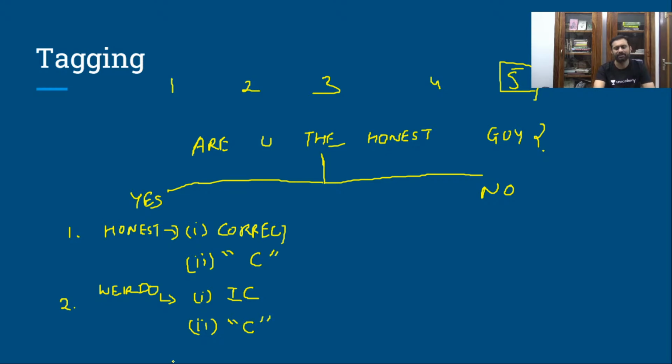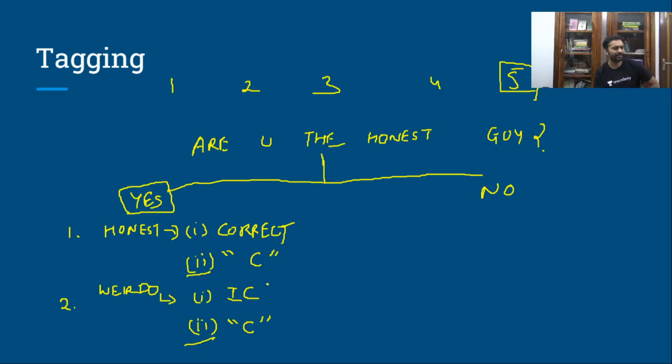This is an important deduction. When I ask this question, "Are you the honest guy?" and I get a response, yes, no matter who responded, I know for a matter of fact that whatever I ask in the second question, I'll get a correct response. Think about it. Important deduction.